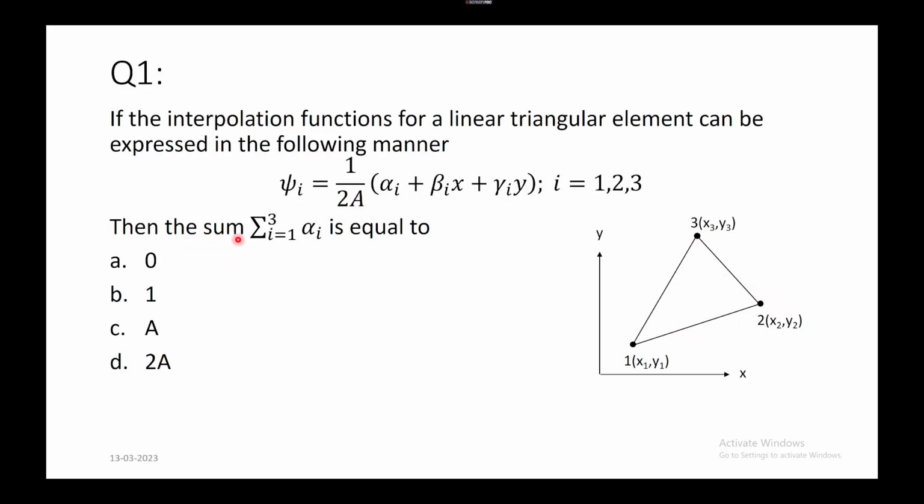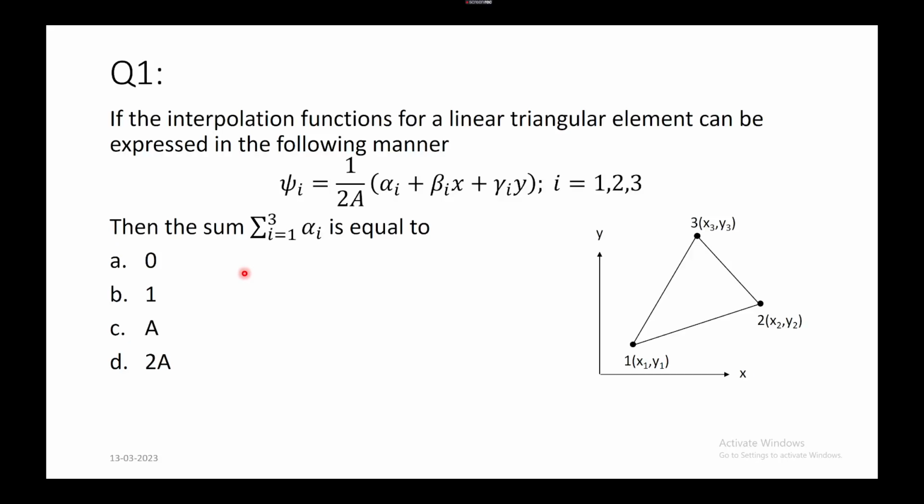So the sum of alpha i, what does it represent? That is, i equal to 1 to 3 of alpha i, that means alpha 1 plus alpha 2 plus alpha 3. What is that sum equal to? The four options are given here. Option A is 0, option B is 1, option C is A, option D is 2A.